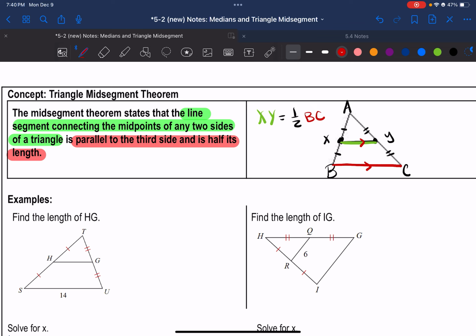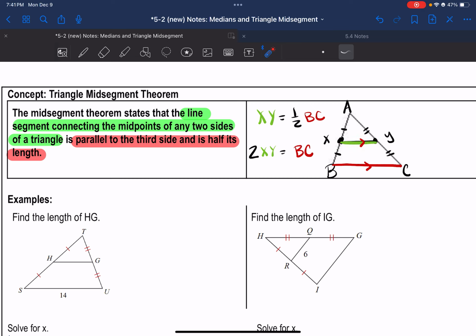So this line segment right here is connected by two midpoints of this line. They are parallel to that side. Okay, so the little side is half the long side, or the little side times two is equal to the long side. So let's look at that in practice.